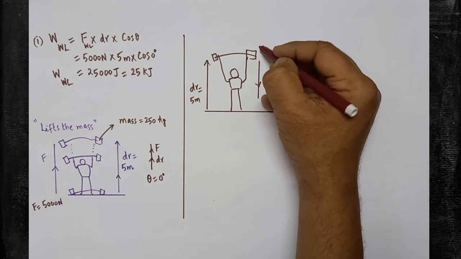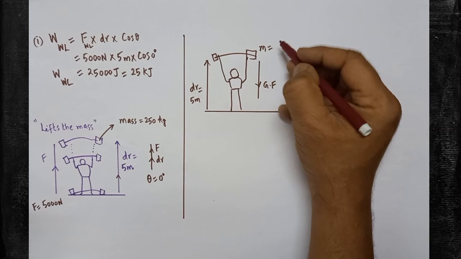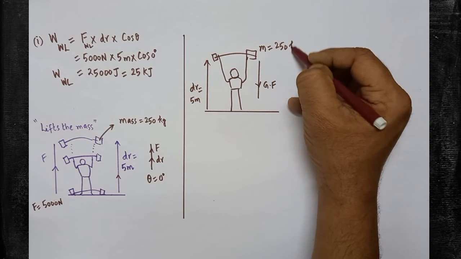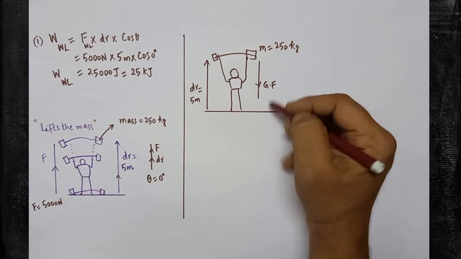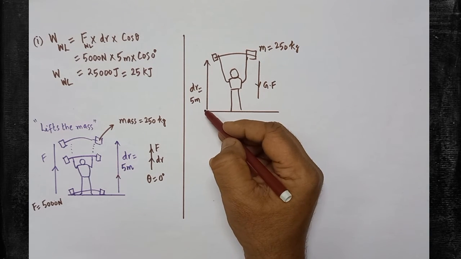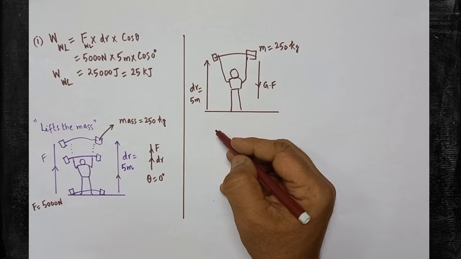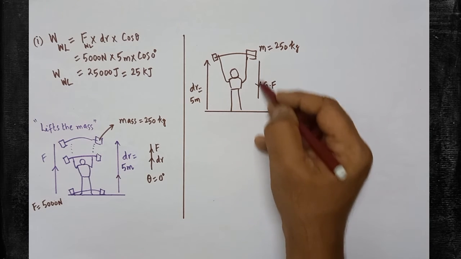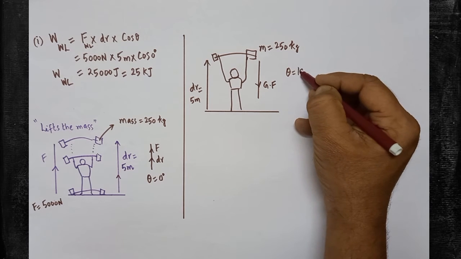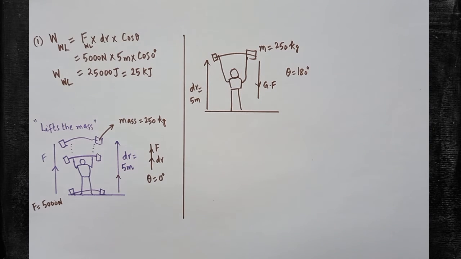That gravitational force is acting on the mass of how much? 250 kg. Are you clear? On 250 kg mass, gravitational force is acting. So gravitational force is acting in the downward direction. The body is displaced in the upward direction. So the angle between gravitational force and the displacement is theta equal to 180 degree. Are you clear? Both are in the opposite direction. Therefore 180 degree to be substituted.